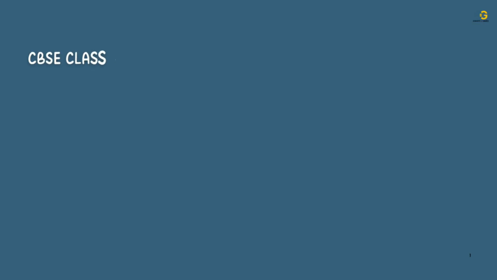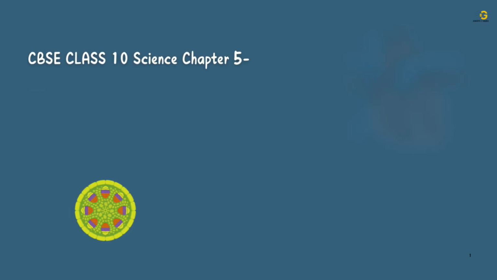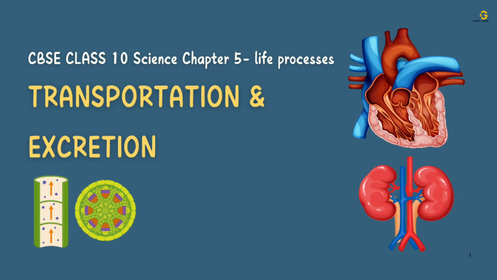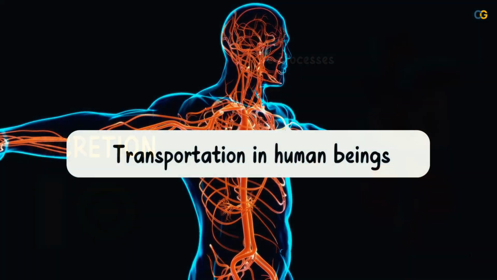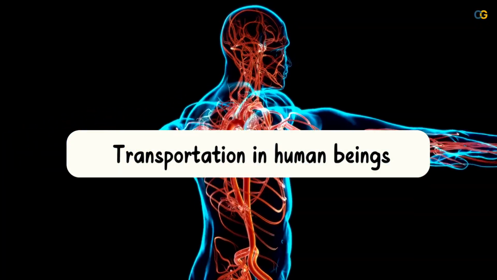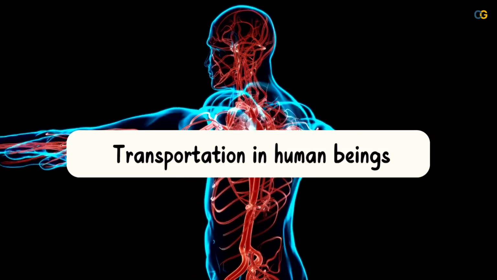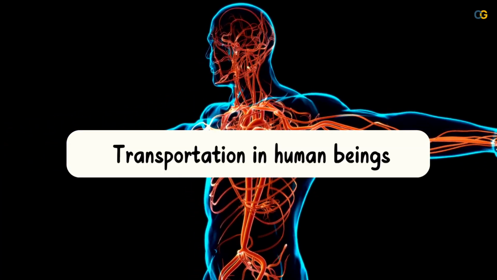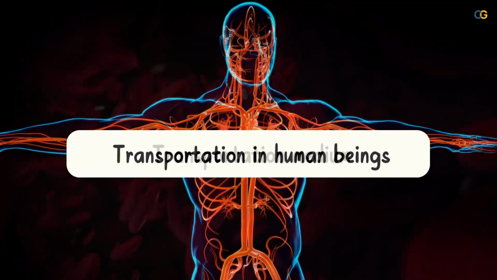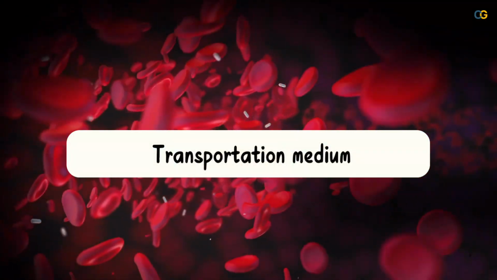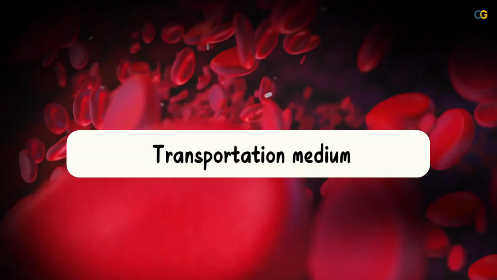Let's master the CBSE Class 10th Science Chapter 5 Life Processes, Transportation and Excretion. Transportation in human beings is a big circulatory system or a circulatory network that helps us transport all the essential nutrients, glucose, oxygen to every part of the body. Let us understand the transportation medium first.